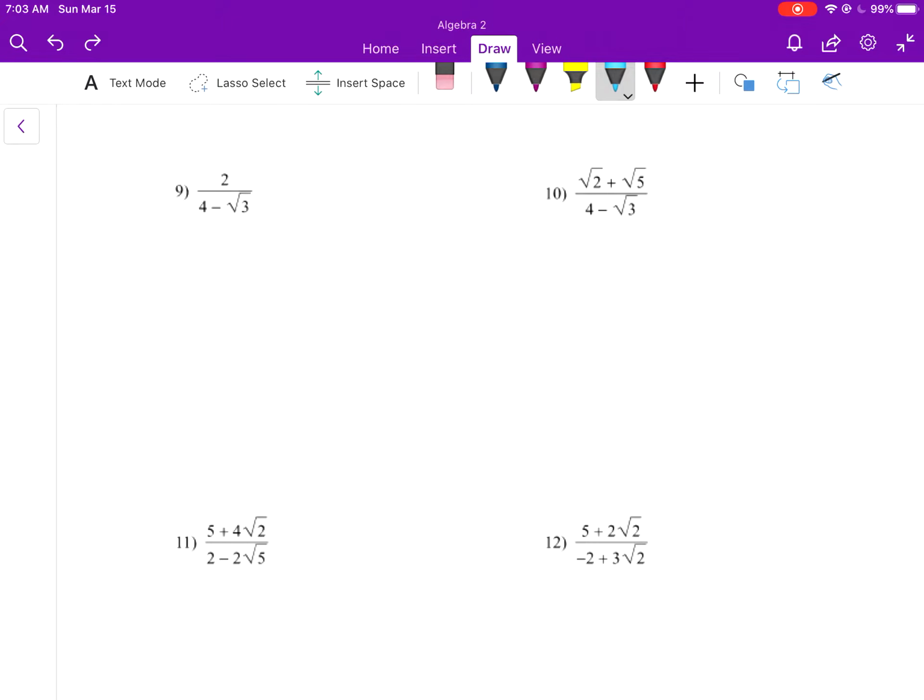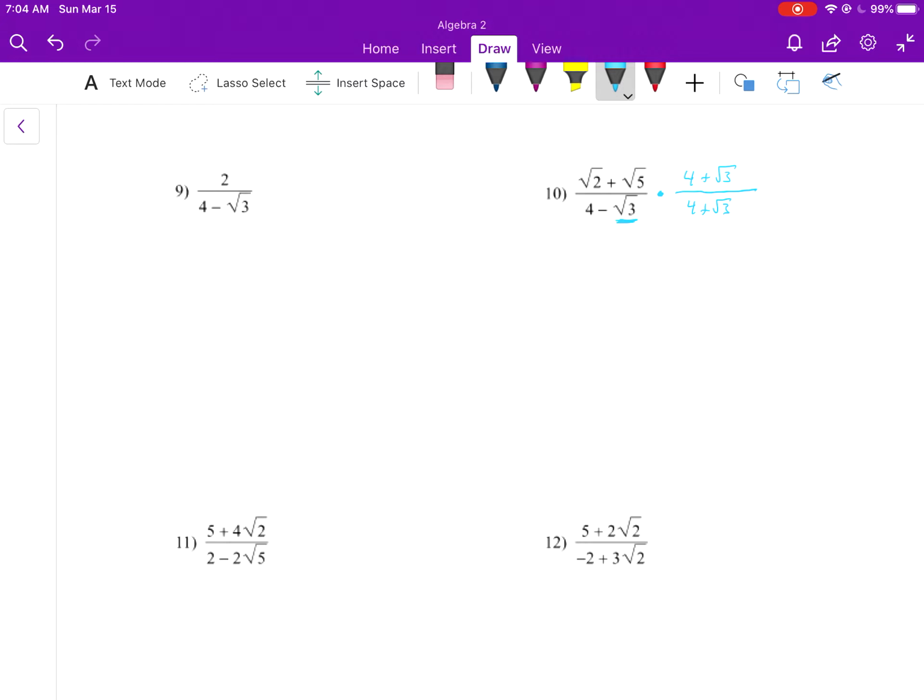And again, watch number 10 as you're doing 11 and 12, pausing as necessary. So we have 2 terms over 2 terms. This is not simplified because it has a square root here in the denominator. So just like 7, 8, and 9, we should multiply by the conjugate of the denominator. Remember the conjugate, you change the sign in the middle: 4 plus root 3 over 4 plus root 3.